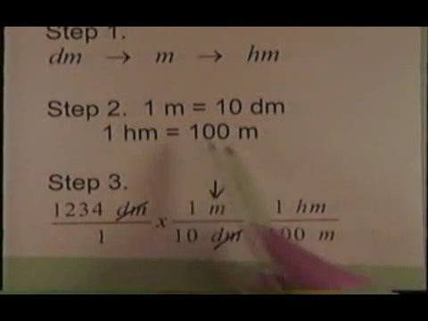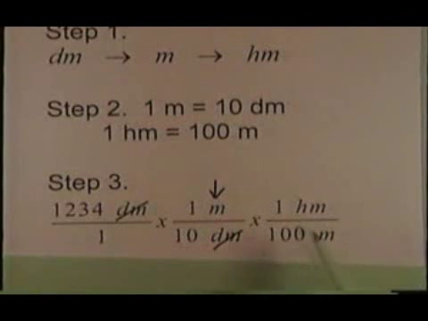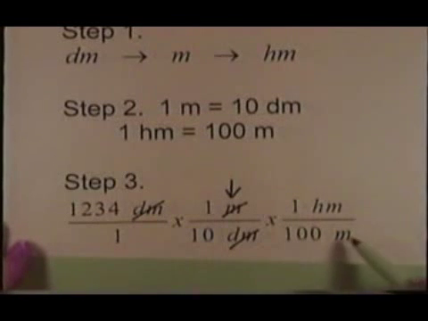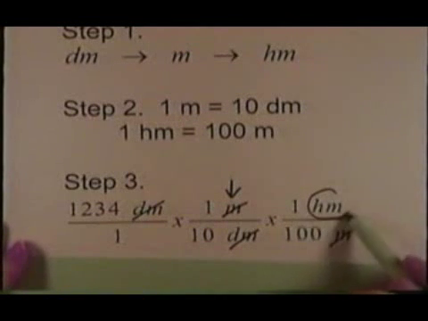Again, it's 100 meters, so I put 100 on the bottom with the meters. It's 1 hectometer, so I'll put 1 on top with the hectometers. So there's my chain of multiplication. And again, this time, the meters are going to cancel, and that'll leave us with hectometers.